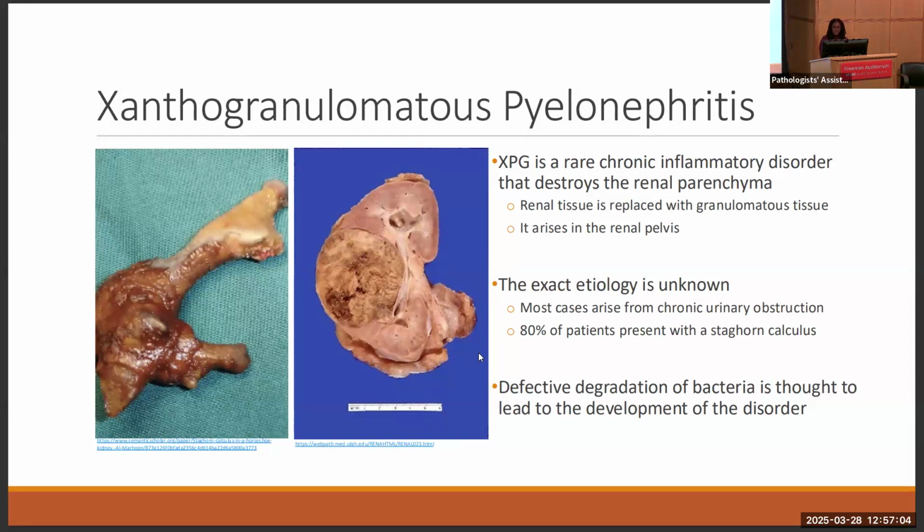XPG arises in the renal pelvis and calyces, and then it spreads to the renal parenchyma. The exact etiology is unknown. However, most cases arise from chronic urinary obstruction and infection, and a majority of patients present with a staghorn calculus, which can be seen here in the image on the left. Impaired degradation of bacteria or inadequate host response to chronic infection is suspected to lead to the development of the disorder.